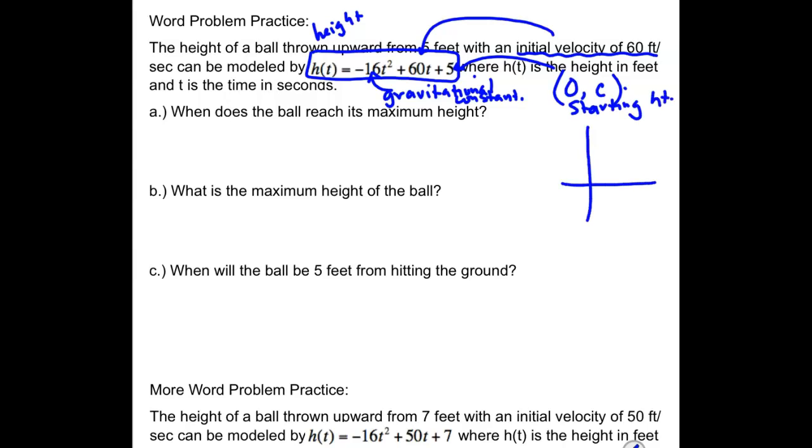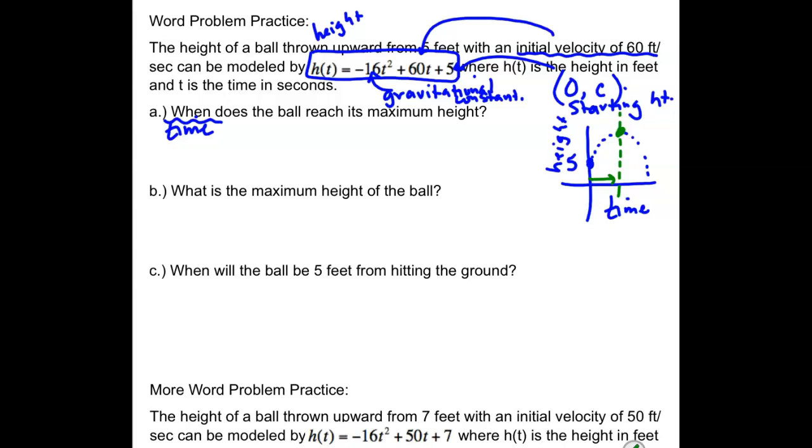So if we just did a quick sketch, we are starting here at a 5, and our parabola is upside down, so we must be doing something like this. The ball's going up in the air, and then eventually gravity is going to pull it back down. So the first question says, when does the ball reach its maximum height? Well, time is like our x-coordinate in our equation, and y was height. So when does the ball reach its maximum height is really asking you to find the x-coordinate of your vertex. How long does it take to get to that highest point, that middle mark?